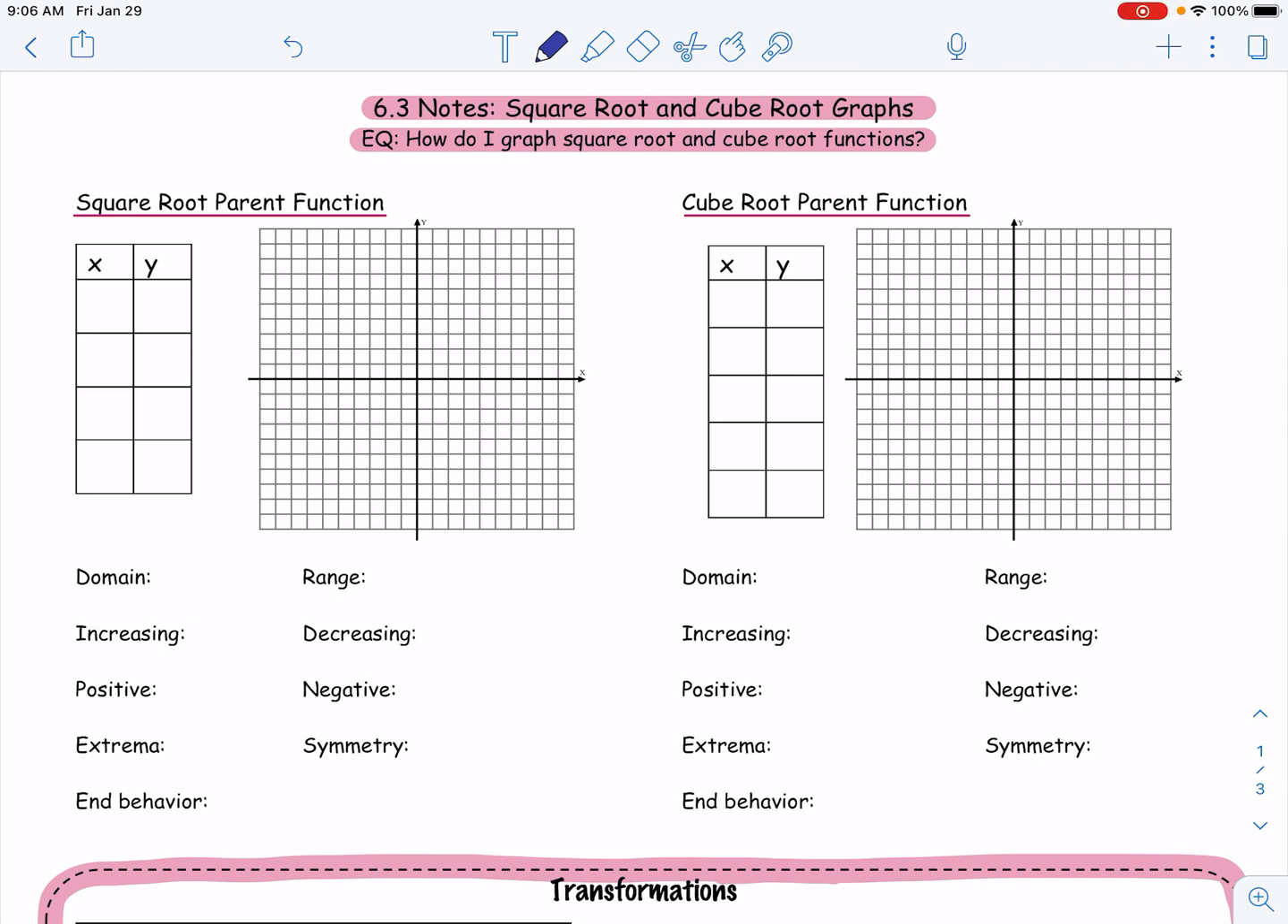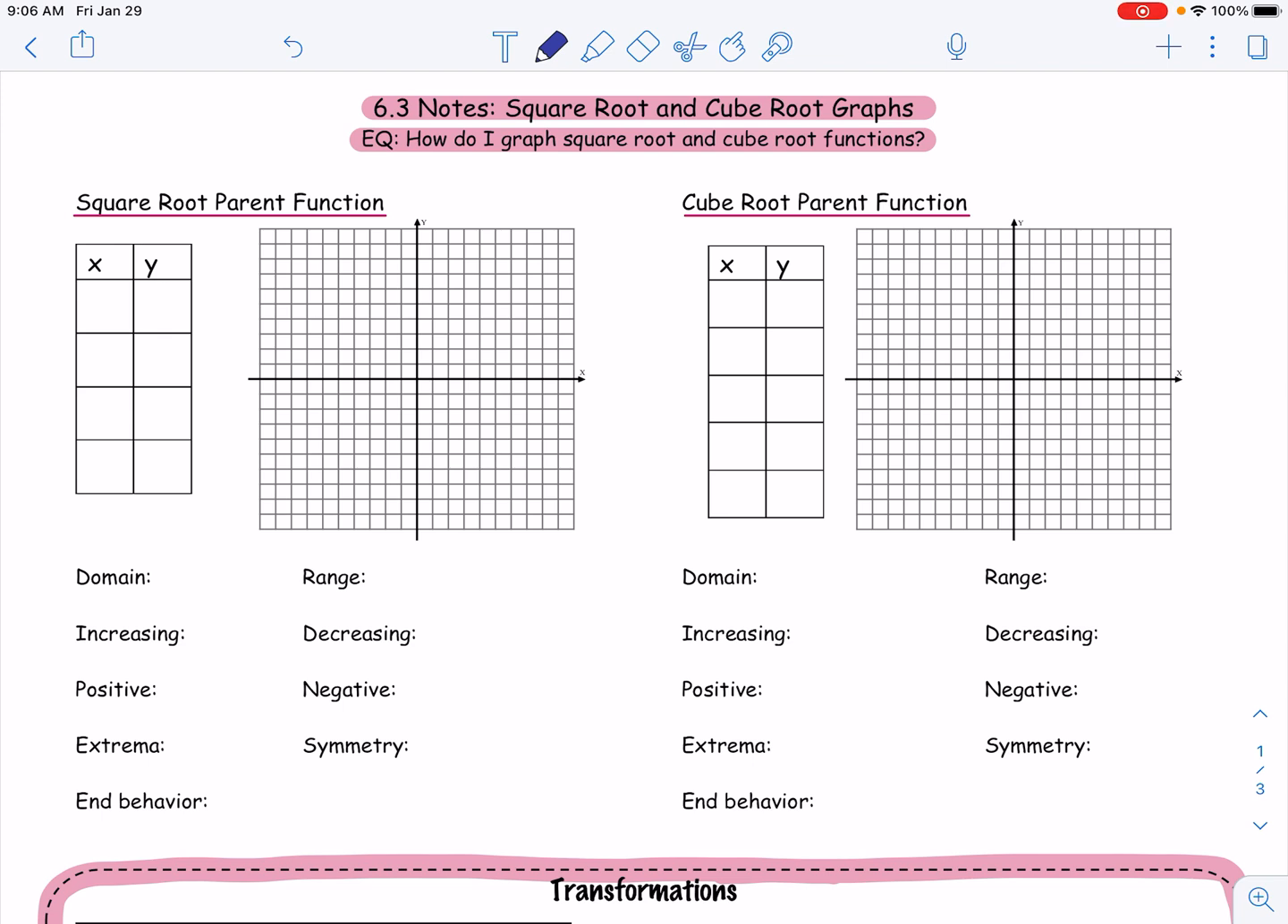Hello, welcome back. Here we are with our square root and our cubed root graphs. So remember, we've already done our squared graphs. That was our quadratics. Those were parabolas. And we've already done our cubic function graphs. That was x to the third power. So now we're taking the root of those. So how do we graph that square root and cube root function?